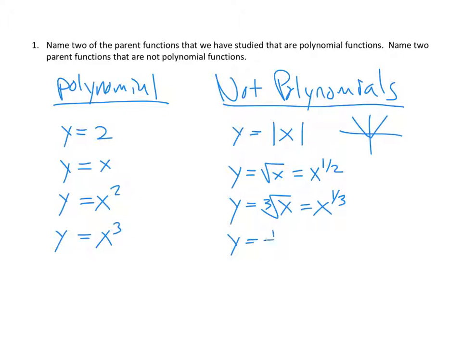Y equals 1 over x is not a polynomial function, because this actually equals x to the -1. We have a negative exponent. So if you ever have variables in the denominator, it's not going to be a polynomial function. And the step function is also not going to be a polynomial function. It breaks apart. If you remember, the graph kind of goes. So it's definitely not continuous.